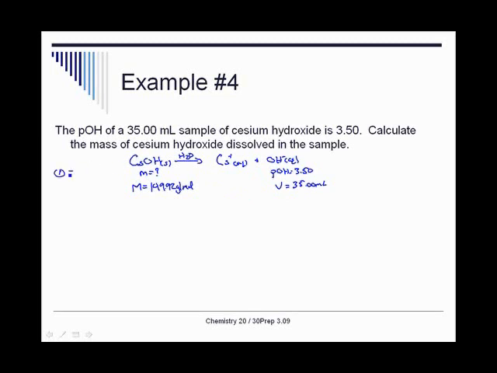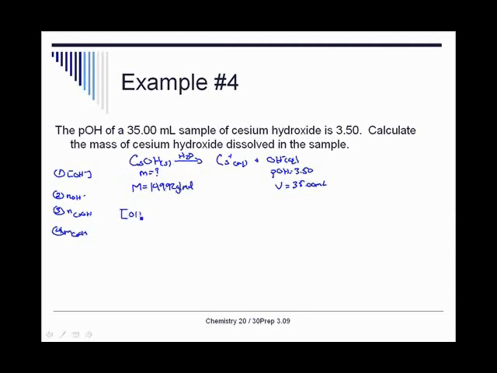The first thing we're going to do is find the concentration of hydroxide ions using our pOH. Once we find that, we can find the number of moles of hydroxide ions in our solution. Then we can find the number of moles of cesium hydroxide using our mole ratio. And finally, we can find the mass of cesium hydroxide. So we have a plan. It's just a matter of following the plan.